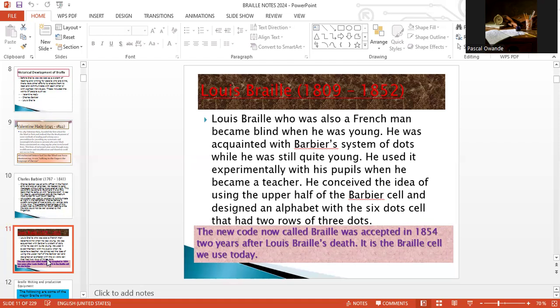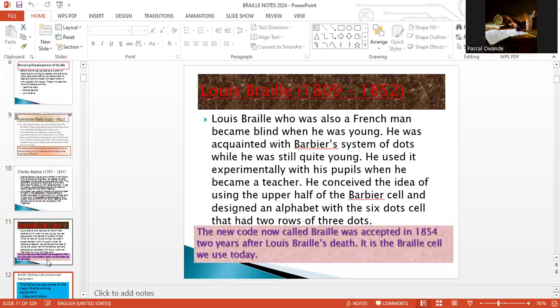He also conceived the idea of using the upper half of the Babbage cell and designed an alphabet now with 6 dots, a 6-dot cell that had 2 rows of 3 dots. I remember the one for Babbage had 12 dots, and now the Louis one was 6 dots arranged in 2 rows of 3 dots each. And so the new code, now called Braille, was accepted in the year 1854, that is 2 years after Louis Braille's death. It is the Braille cell that we are using today.